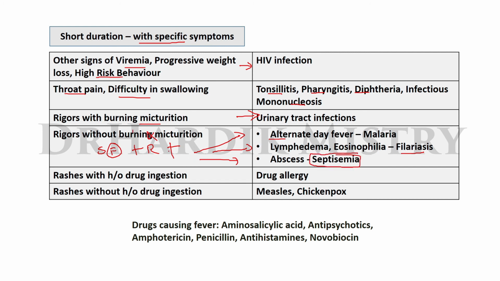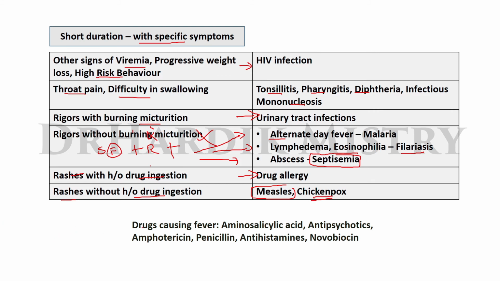Here one thing we have to note is that in all of these three conditions the burning micturition is not present. Alright, so burning micturition is absent. Now when the short duration of the fever occurs with rashes along with the history of drug ingestion, then this fever is specifically due to drug allergy. And when the short duration of the fever occurs with rashes without history of drug ingestion, then this type of fever specifically happens in conditions of measles or chickenpox.